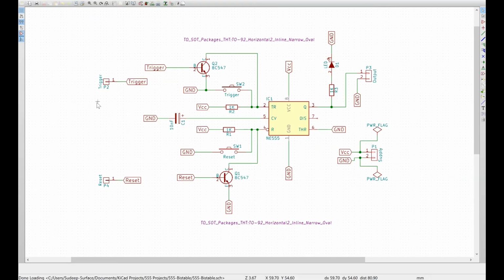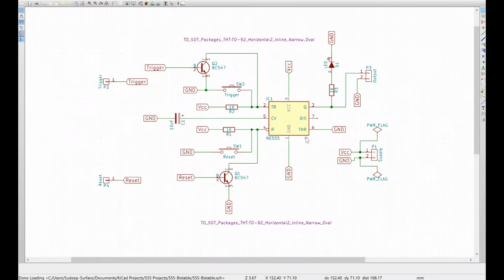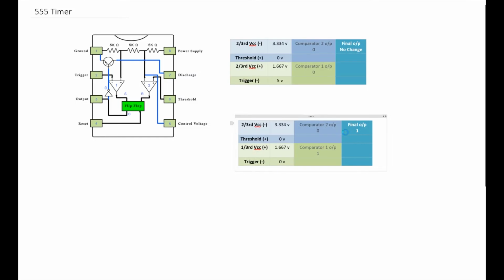So what was happening was, when we were pressing the trigger button over here, the trigger would go down to 0 and would bring us to this state where the output becomes 1. And as soon as we remove our finger, when we're not pressing the button and the 555 was already triggered, we come back to this stage over here where the state is maintained.